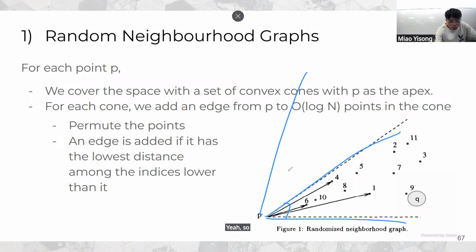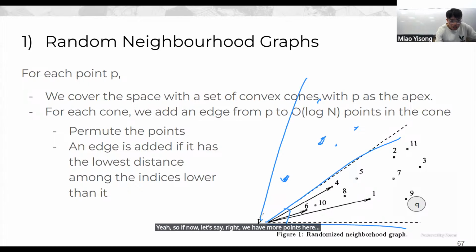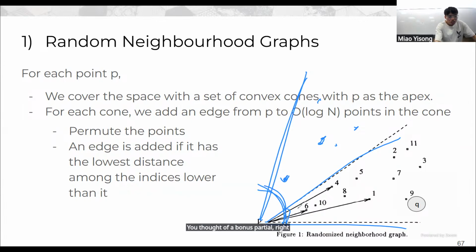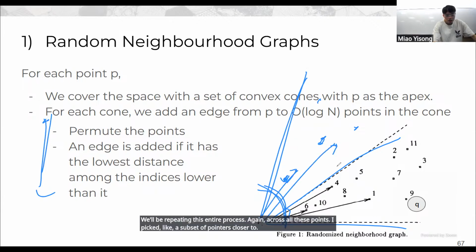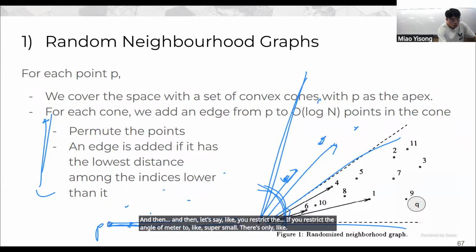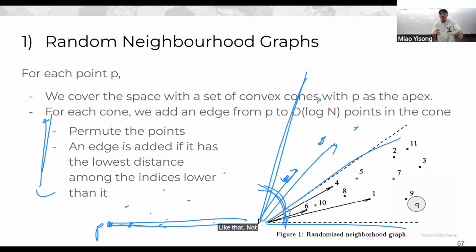Let's say we have more points here, and we extend a cone over here such that the angular diameter of the cone is larger. We'll be repeating this entire process again across all these points and picking a subset of points that is closest. As opposed to, if again we have P and we restrict the angular diameter to be super small, there's only one edge that can be drawn to that point in the cone. That's why it's more accurate, because we're covering more points, as opposed to expanding the angular diameter of the cone, where we can extend to a lesser number of points. So that's why it's less accurate.